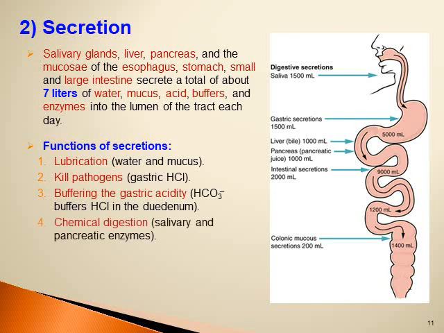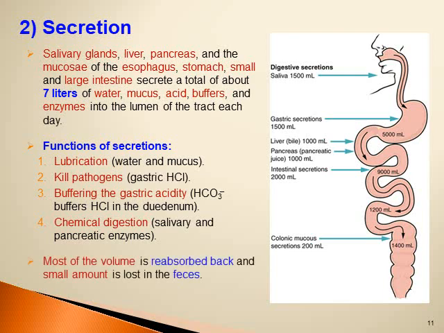Another function of secretions is chemical digestion. Saliva contains salivary amylase, and pancreatic juice contains a lot of pancreatic enzymes that help in chemical digestion, or chemical breakdown, of food particles. Most of the volume of the secretion, and we said it is a total of 7 liters per day, is reabsorbed back, and a very small amount is lost in the fecal material. So after these secretions perform their function, the majority of the secretions are reabsorbed.